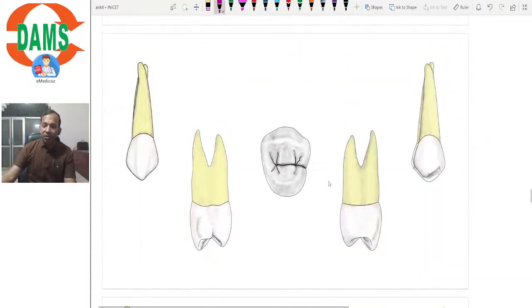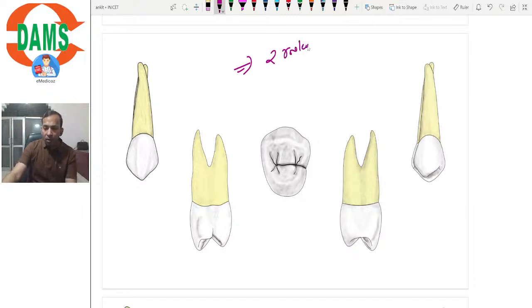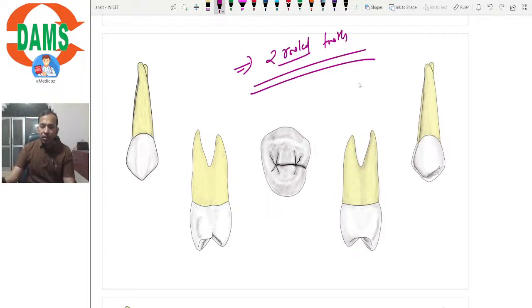This is the maxillary first premolar. This is commonly 2-rooted, right? The rest all the premolars have a single root. Here it has 2 roots. तो buccal root जैसा कि आप देख रहे हैं, it twists distally, and the lingual root bends towards the mesial side, right? Buccal root long है, lingual root short है.